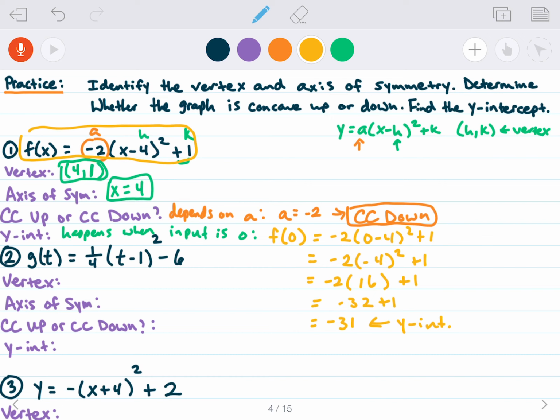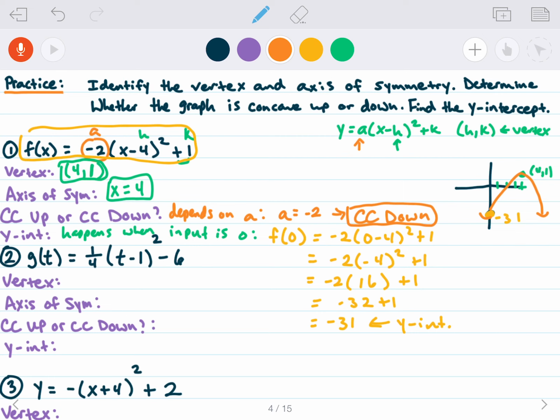Now, if we were to sketch this thing, just based on the information we just found, what would it look like? So this is going to be a very rough sketch, you guys. Well, here's our y-intercept at -31. We know the vertex is at 4, 1. So 1, 2, 3, 4, up 1. So this is 4, 1. And we know that it's concave down. So maybe it looks something like this. That's just a very rough sketch of what we just found out.